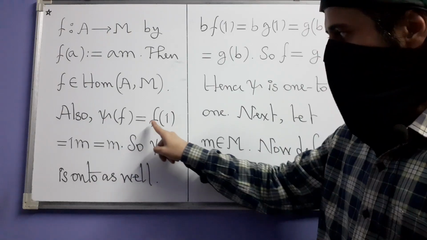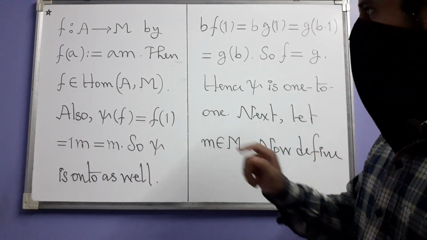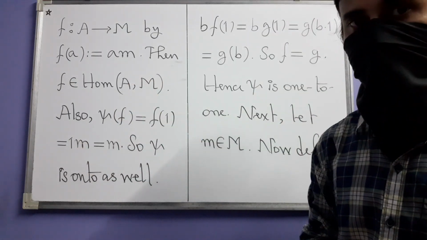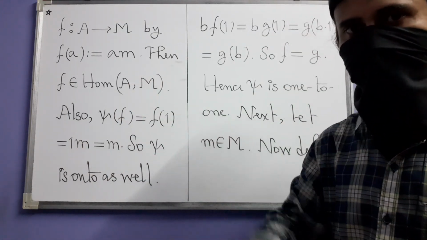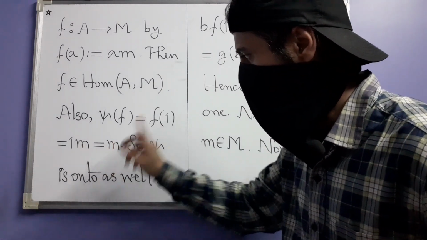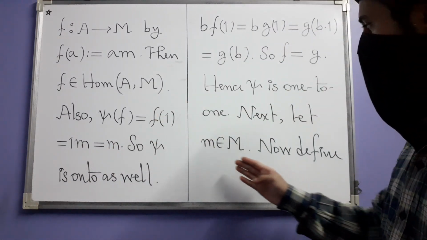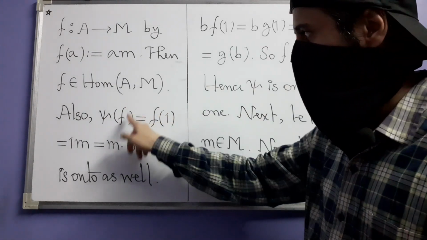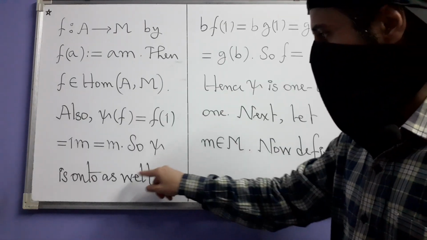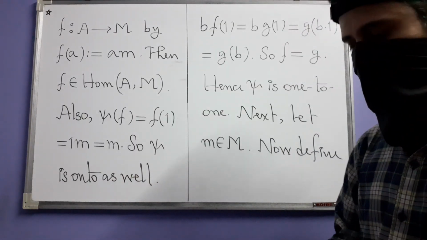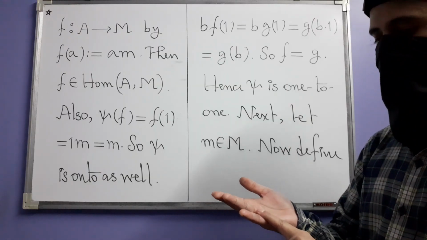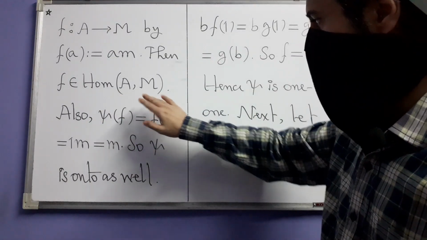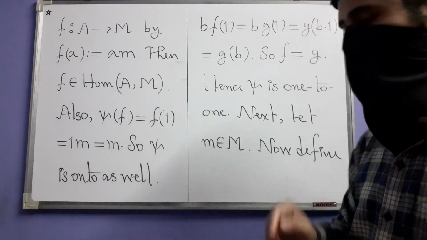psi of f is by definition f of 1, but then by the definition of f itself, f of 1 is 1 times m, and by one of the module axioms, the last one in fact, 1m is m itself. So that's how you have realized this arbitrary element small m as psi of something, and that makes psi onto as well. So psi is a module structure preserving map. It is one-to-one and onto between this module and this module. So that's why these two modules are isomorphic.